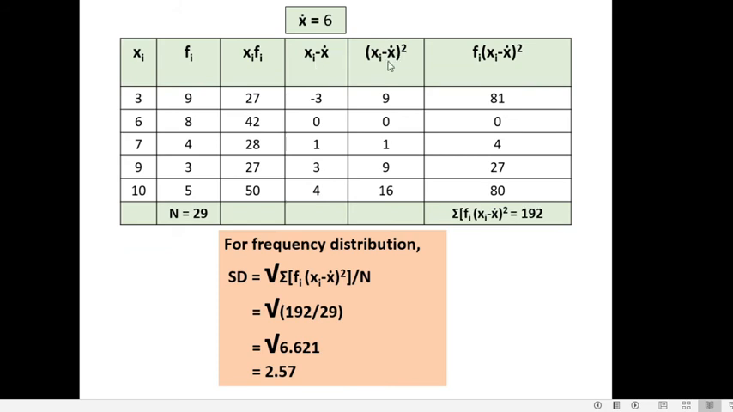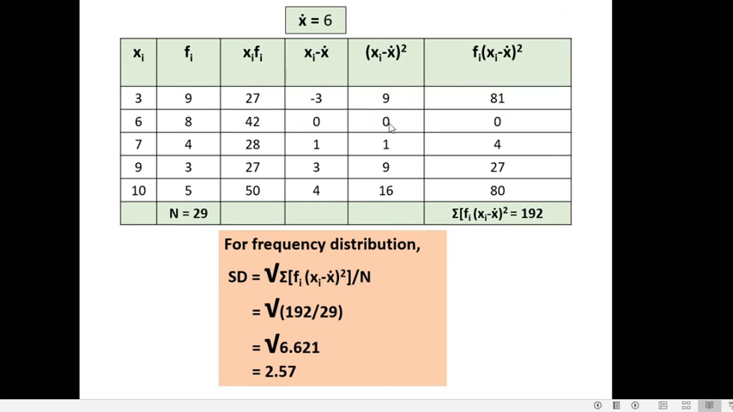Now, what is the next column? It is the square of xi minus x dash, xi minus x dash the whole square. So, minus 3 square is 9, 0 square is 0, 1 square is 1, 3 square is 9, 4 square is 16. Now, we have to multiply this by fi, each frequency. So, what is the frequency of the first row? It is 9. So, we multiply 9 with this value. So, 9 into 9 is equal to 81.